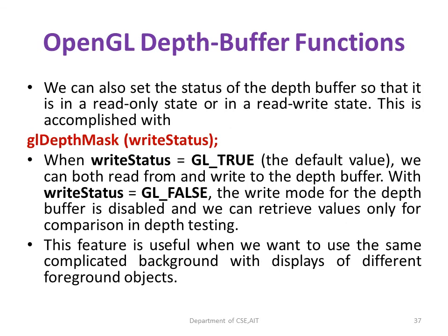We can set the status of the depth buffer to a read-only state or a read-write state by making use of a variable called write status in the glDepthMask API. When the status is equal to GL_TRUE, we can go for reading and writing. If the status is GL_FALSE, then the write mode for the depth buffer is disabled and we can retrieve the values only for comparison. These features will be useful whenever we have a complicated background with different foreground objects.